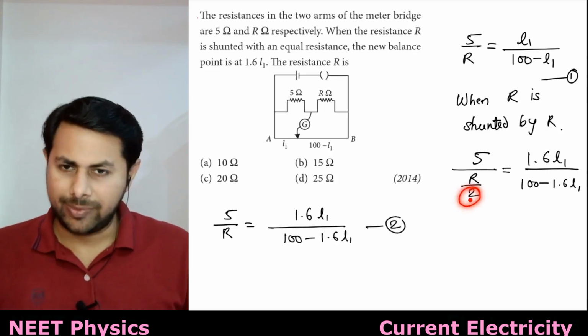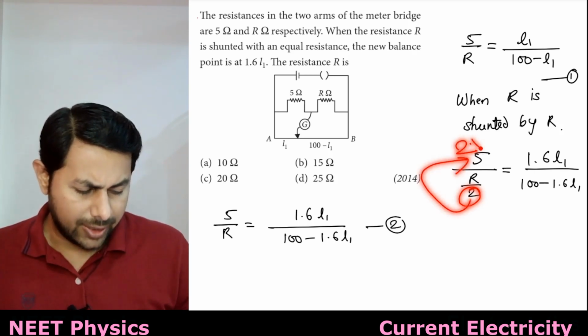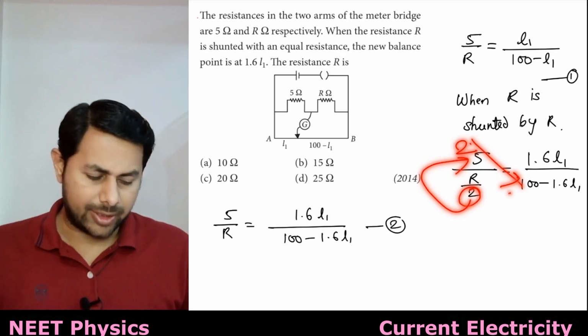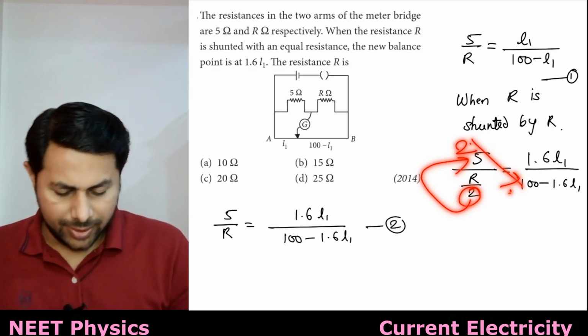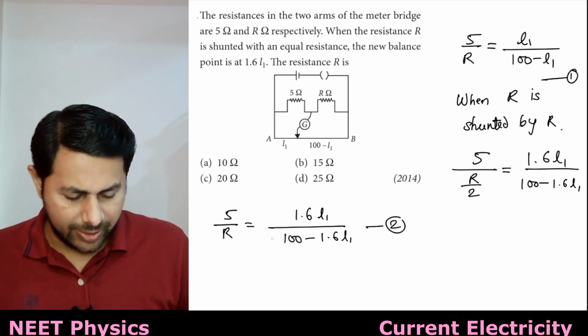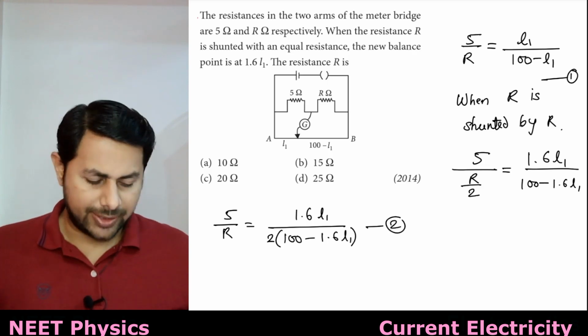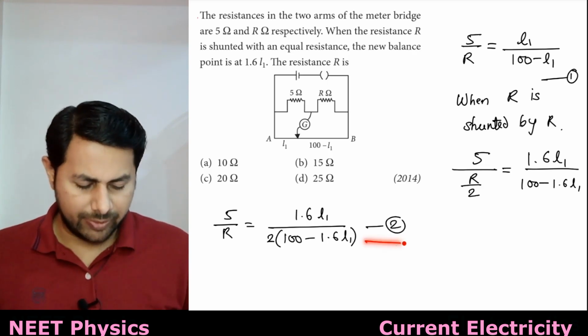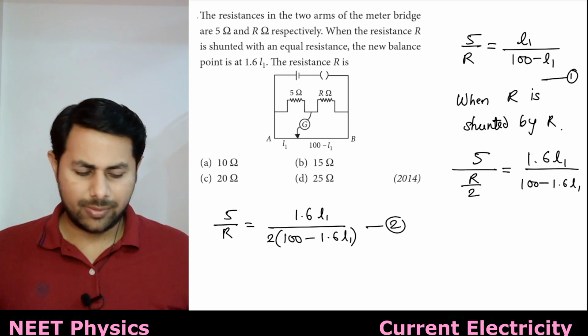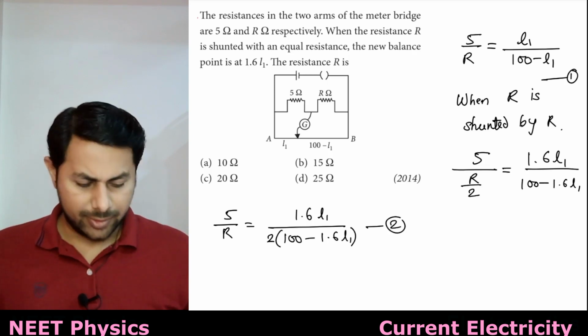So this 2 is in the denominator of the denominator, so it will go to the numerator here, and then it will go in the denominator if you want to move it to that side. So it will be 5 by R equal to 1.6 L1 divided by 2 times 100 minus 1.6 L1. So this will be your equation number 2. Okay, this is clear. Good. Then you can equate 1 and 2.